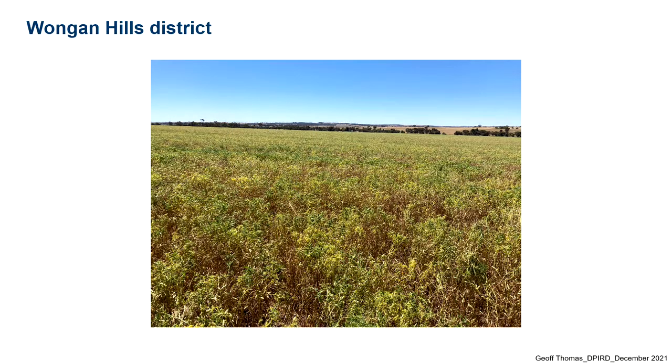I just want to show an example of one of the worst paddocks we went to this year. This is a paddock in the Wongan Hills district, early October, Durian lupins, just about to go into leaf drop. When you look out across the paddock at what at this time should be that beautiful yellow-green colour, there's a hell of a lot of these early senescing plants.